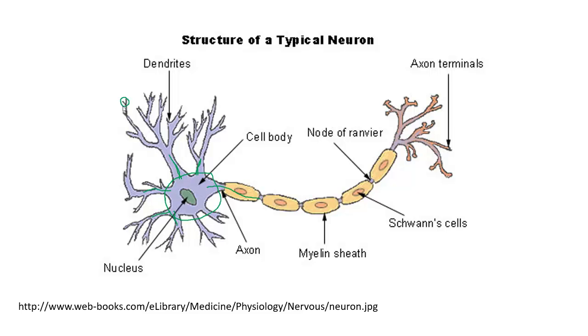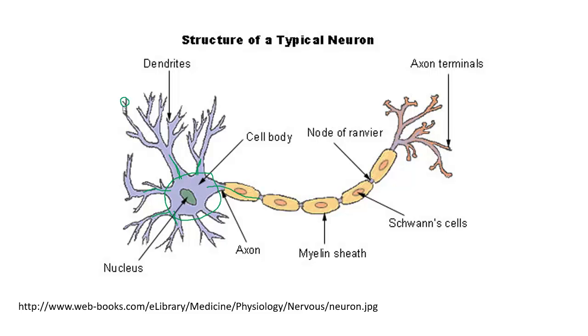Now, the axon could be either myelinated or it could be unmyelinated. This particular neuron in this illustration has a myelin sheath. So that is what makes this neuron a myelinated neuron. So what myelin is, it's a lipid-based layer that keeps the nerve impulses from leaking out. So it insulates the nerve impulses. It speeds up the conduction of nerve impulses as well.